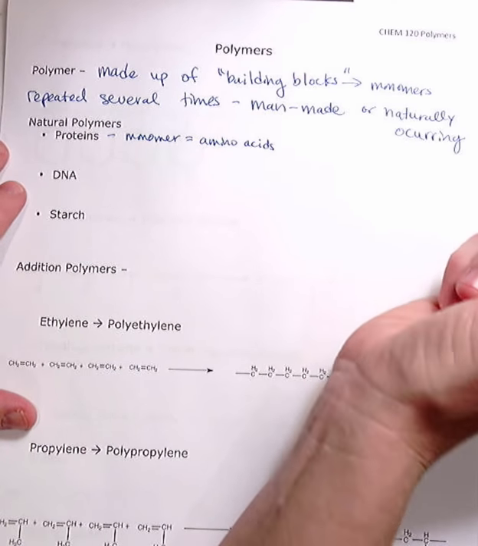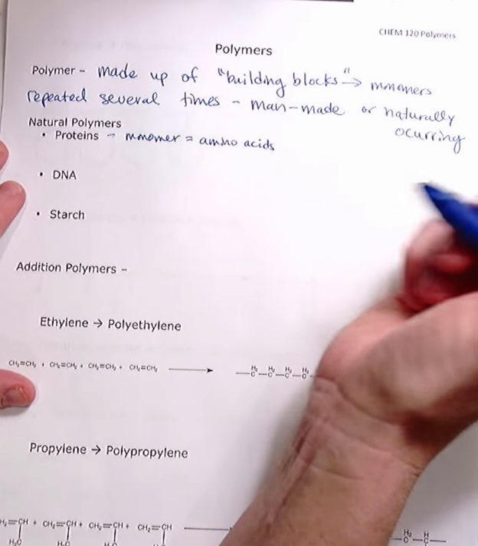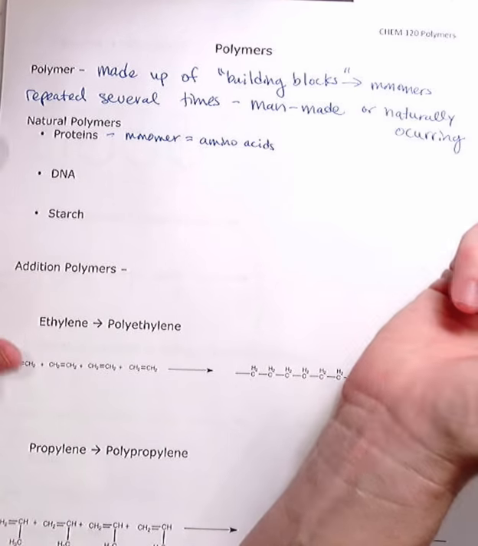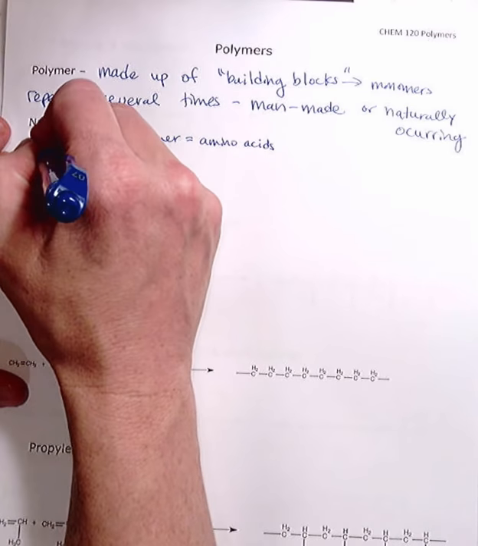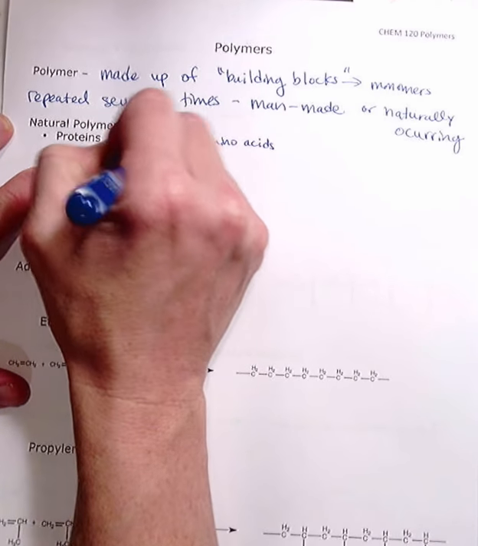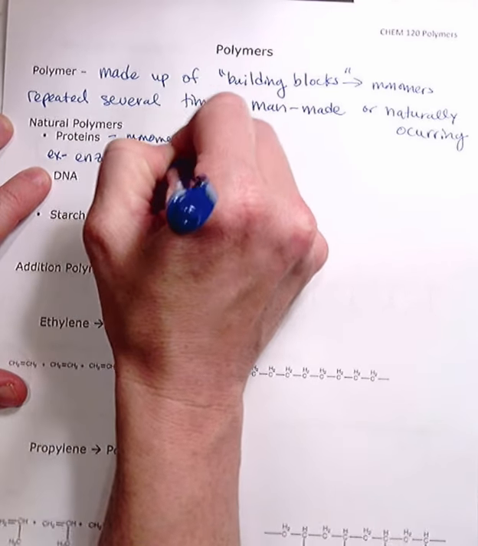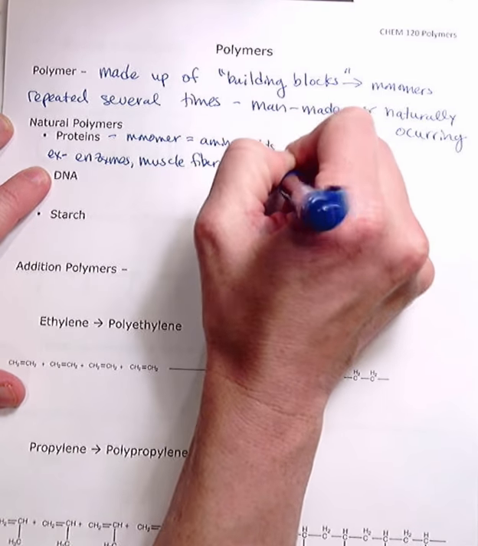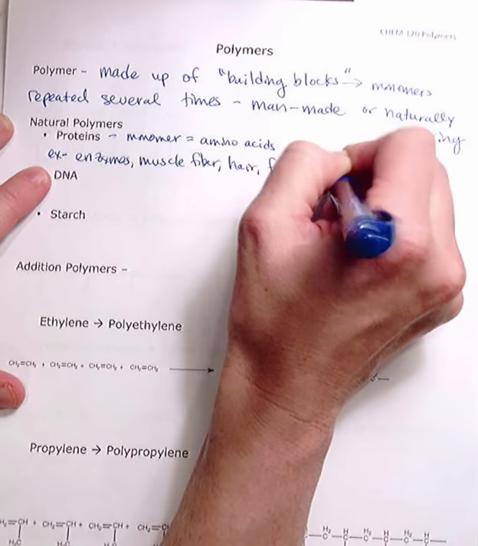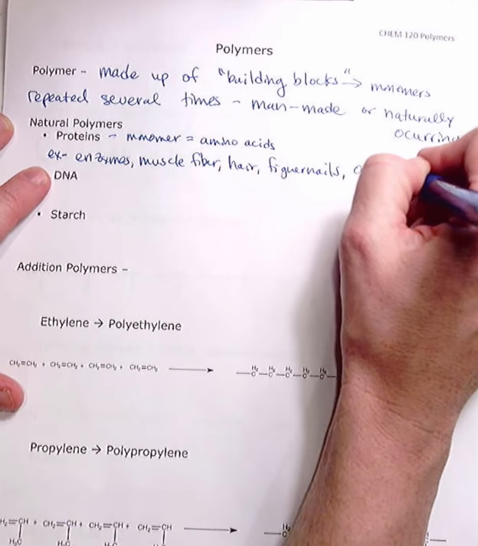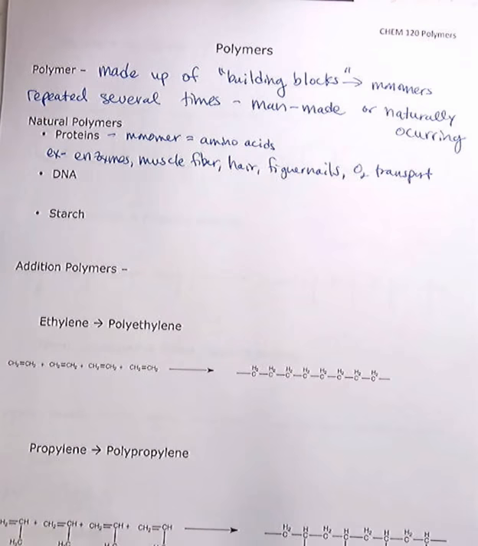They can be used for many different purposes: enzymes, muscle fibers, oxygen transport. The list goes on and on. So examples: enzymes, muscle fiber, hair, fingernails, oxygen transport. So a very important polymer, proteins.